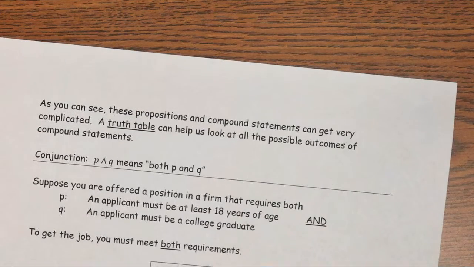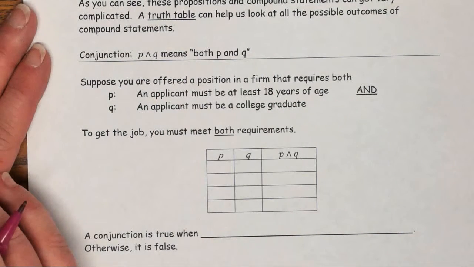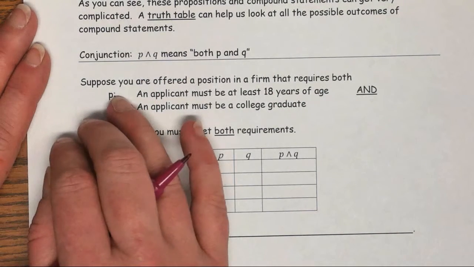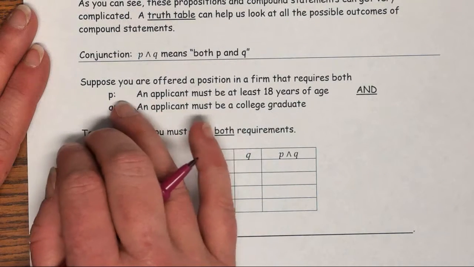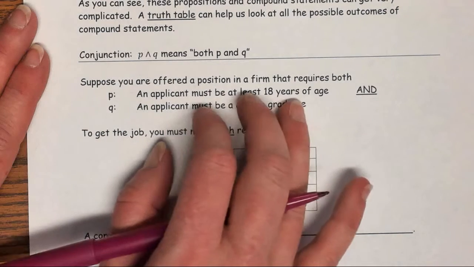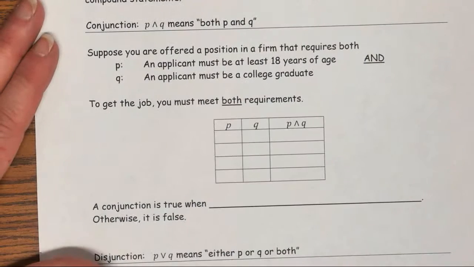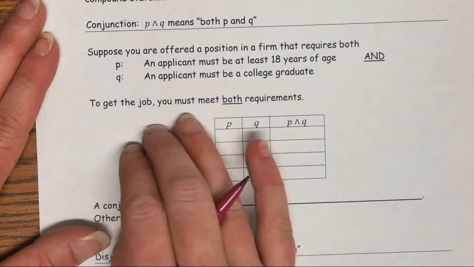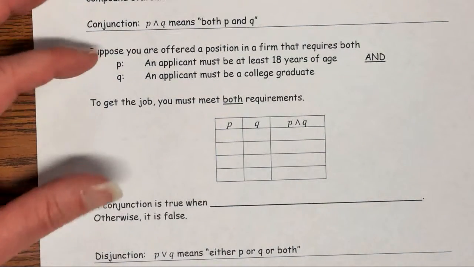Okay, so sometimes those do get a little complicated. So a lot of times we use truth tables to figure out all the possible outcomes. So let's start with the and, both P and Q. So suppose you're offered a position at a firm. They require both that P, your applicant must be at least 18 years of age, and that Q, an applicant, must be a college graduate. So to get the job, you must meet both requirements. So let's think about all the different options.